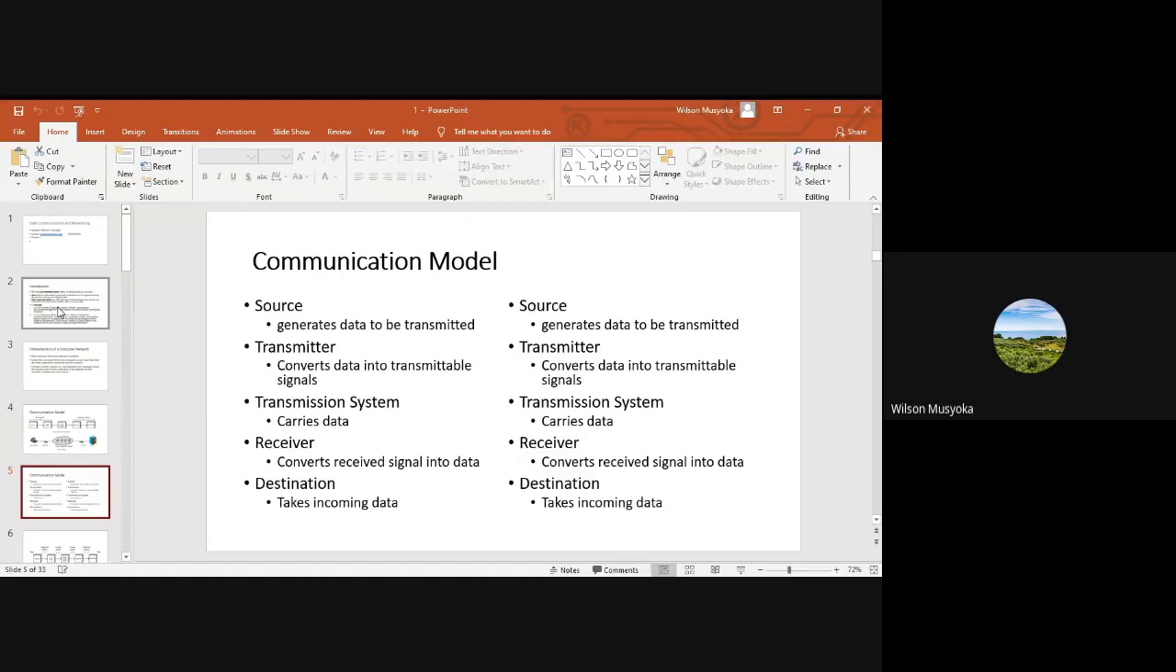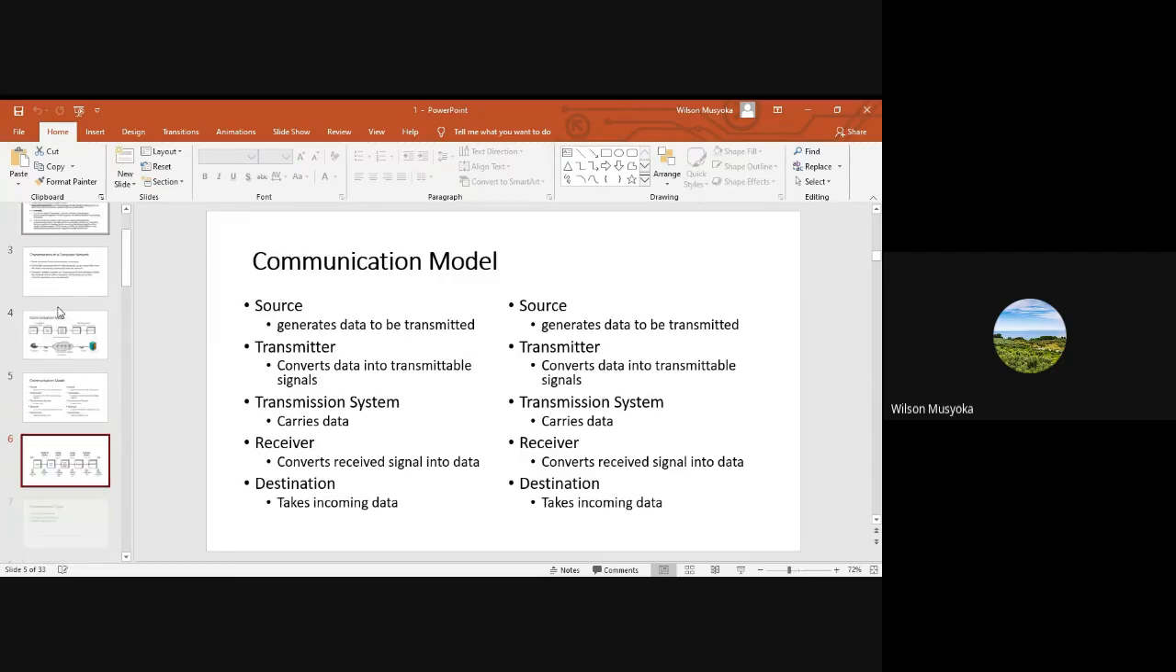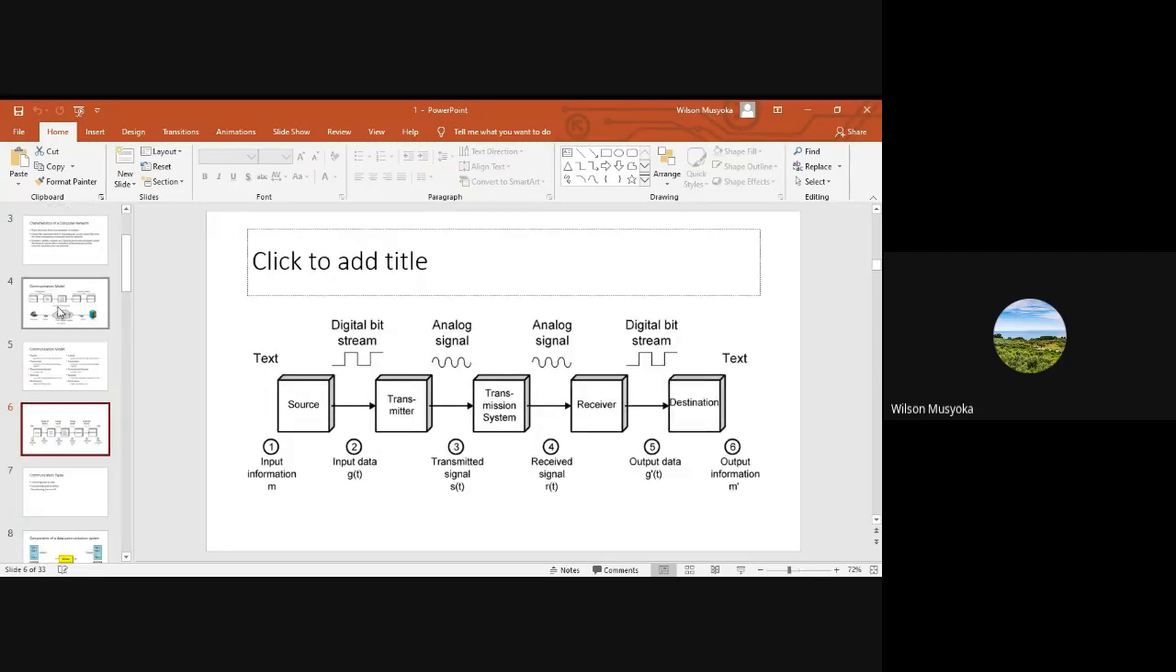The work of the source is to generate data so that it can be sent. The transmitter will convert this data into transmittable signals. Like we will see in a while, this data will be converted in different formats as it is prepared for transmission, then it is transmitted, and you are able to get the message at the end. Then the transmission system will carry the data. The receiver will convert the received signal into data that can be read by the user, and then the destination will take the incoming data. So that is basically the communication system.